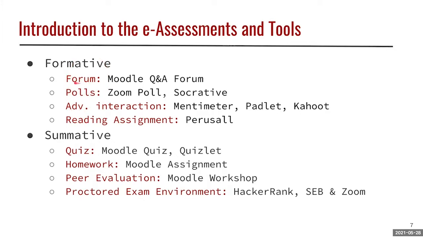The red color ones are, say, for instance, under formative assessment, we can use discussions or forum. We can use polls like we already did. And then there are tools that can be used for doing interactive activities. We, in fact, have used a couple of these tools in the last session. And then there are tools like Perusal for doing reading assignments online. And I have again introduced you to this tool for reading online.